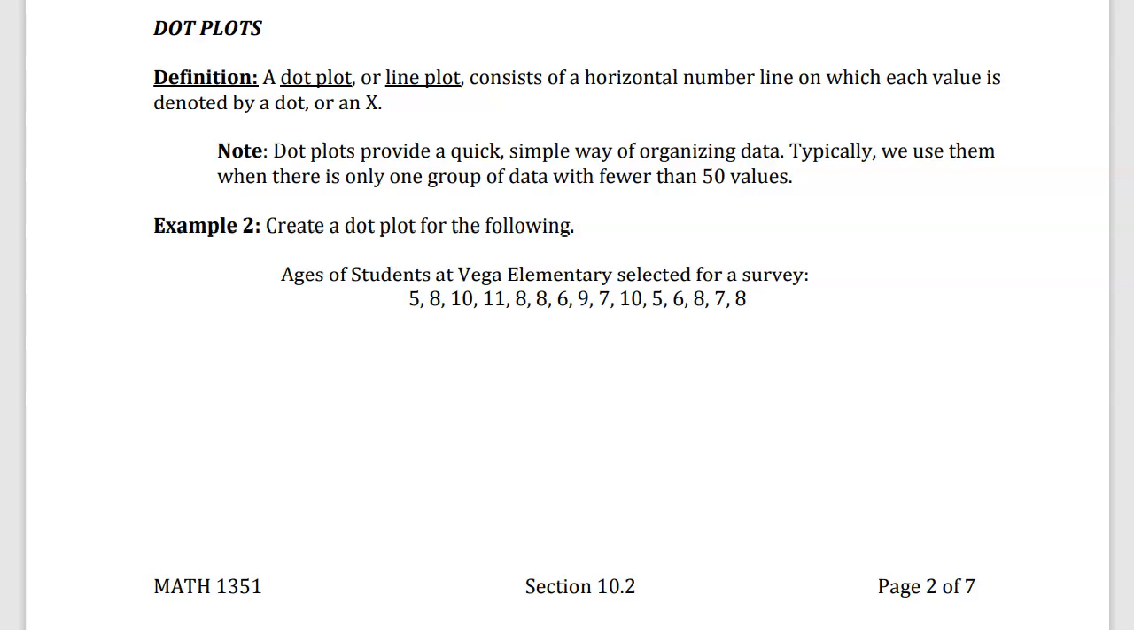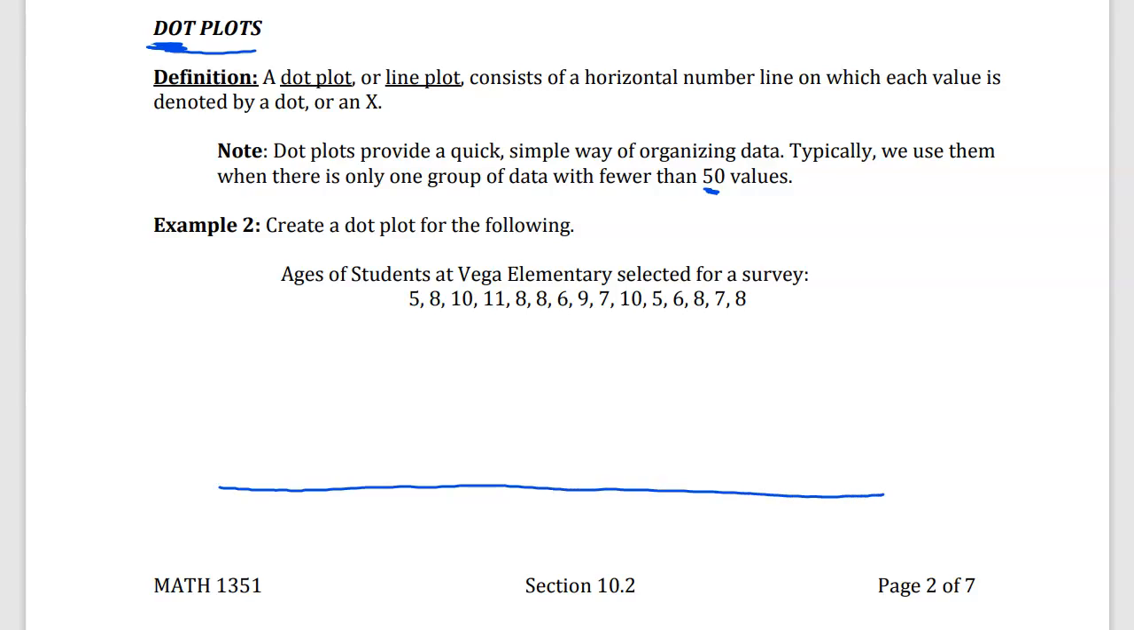We're now going to look at another way to display data, and that's going to be considered a dot plot. Literally, we're going to put a dot for every individual. This is a very nice, quick way to organize our data when we have fewer than 50 values. If we have more than 50 values, we definitely don't want to use a dot plot. But if we have fewer than 50 values, we can use a dot plot.